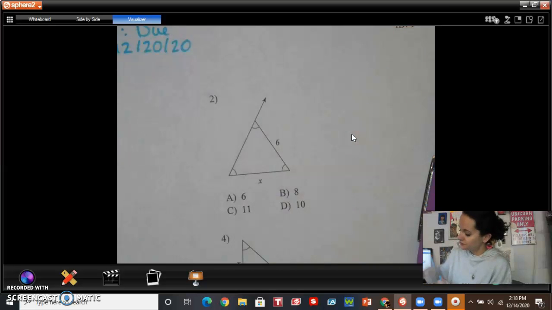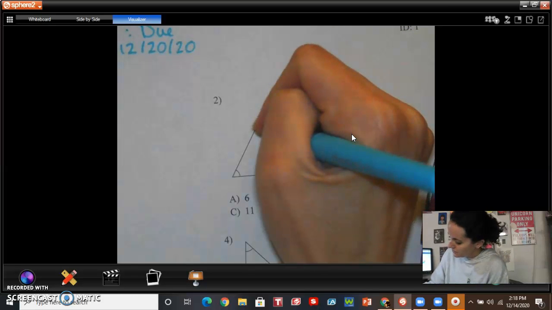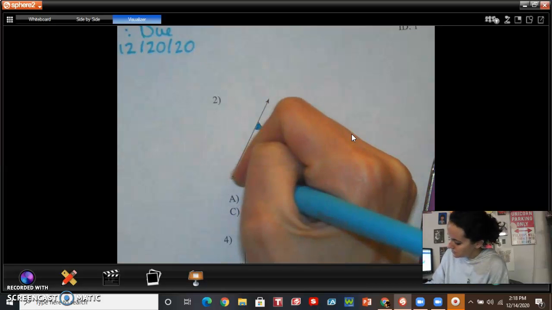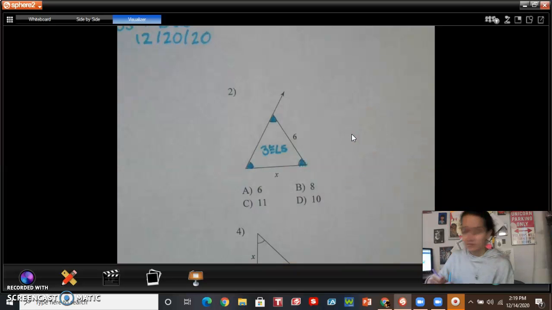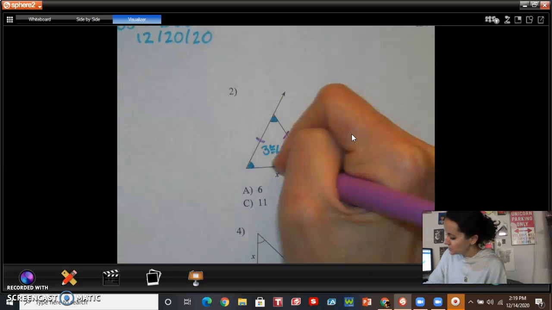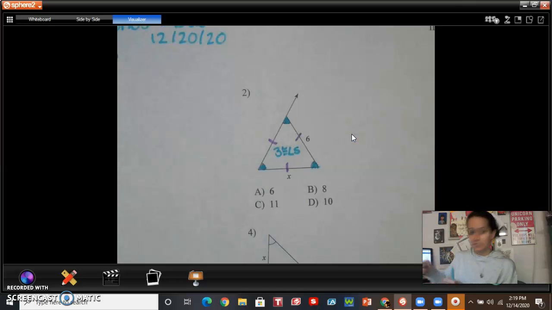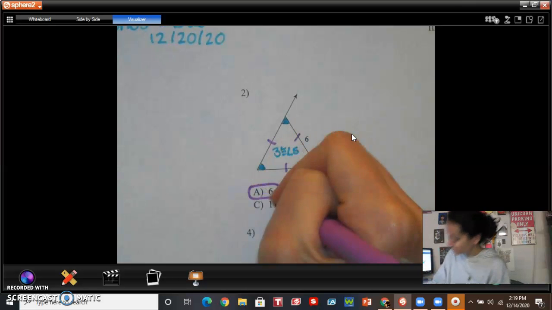If we look at number 2 here, 3 congruent angles. Well, if we have 3 congruent angles, that means we also have 3 congruent sides, which means all of these would be the same. So our answer for X for this one would be 6.